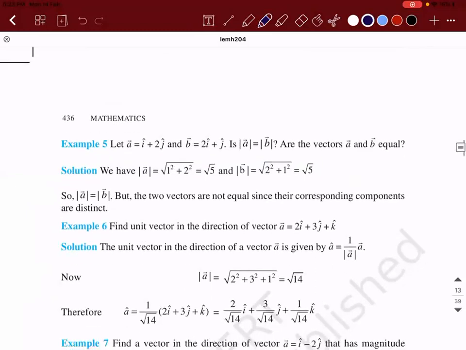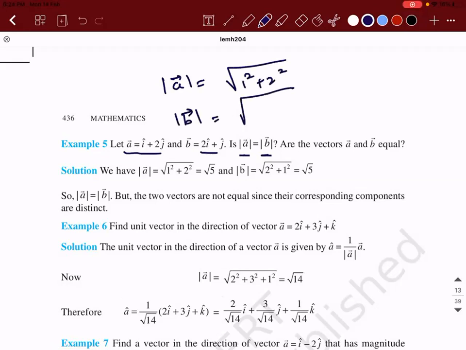Let A vector be i plus 2j and B vector be 2i plus j, then magnitude of A is equal to magnitude of B. Are the vectors A and B equal? So magnitude of A vector is how much? Root of 1 square plus 2 square. Magnitude of B vector is root of 2 square plus 1 square. Both are root 5.